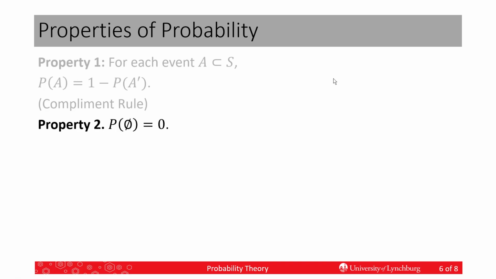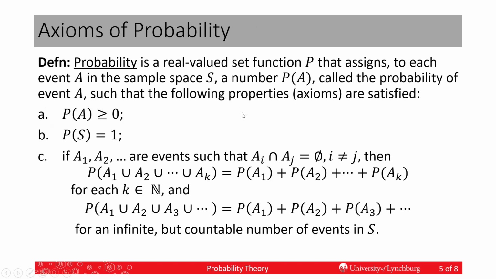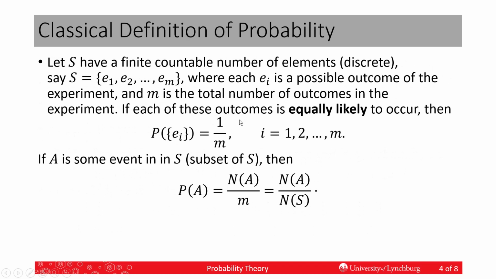Property number 2 is that the probability of the empty set is equal to 0. If there's nothing in it, we go back to the definition, N of A. If A is an empty set, then the number of items in A is 0. So 0 divided by the number of elements in S is still 0. And that comes back to our definition here of probability, the classic definition of probability.